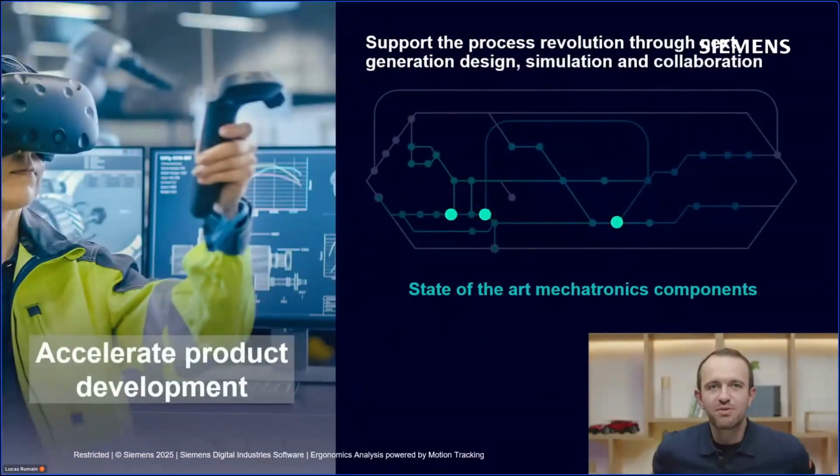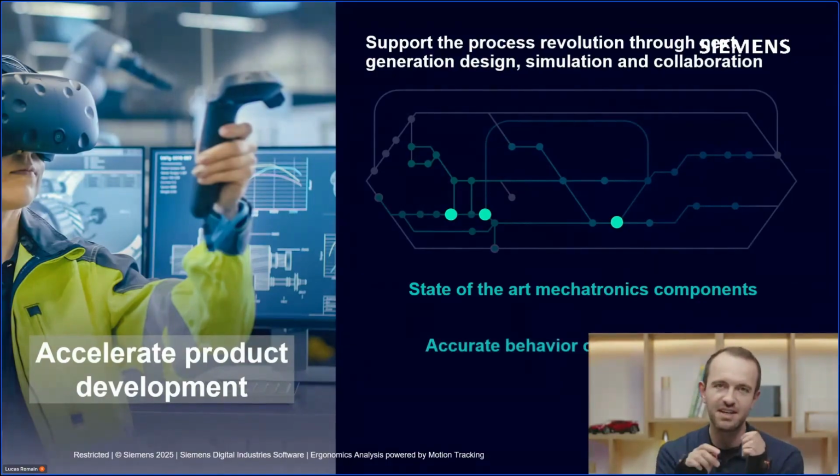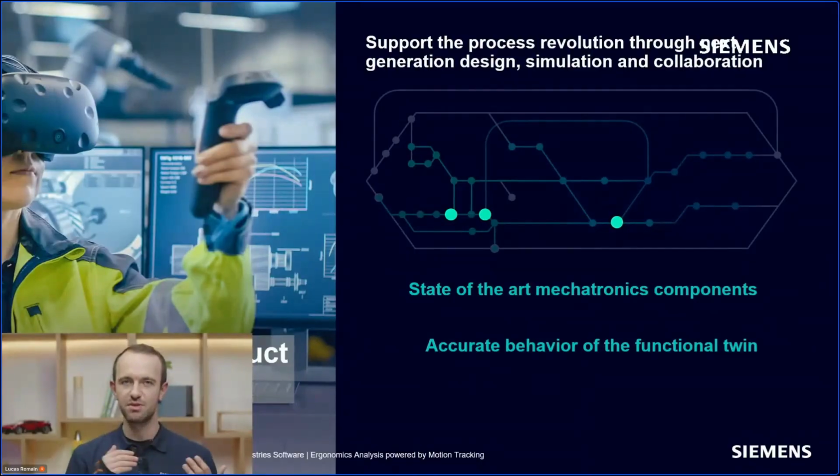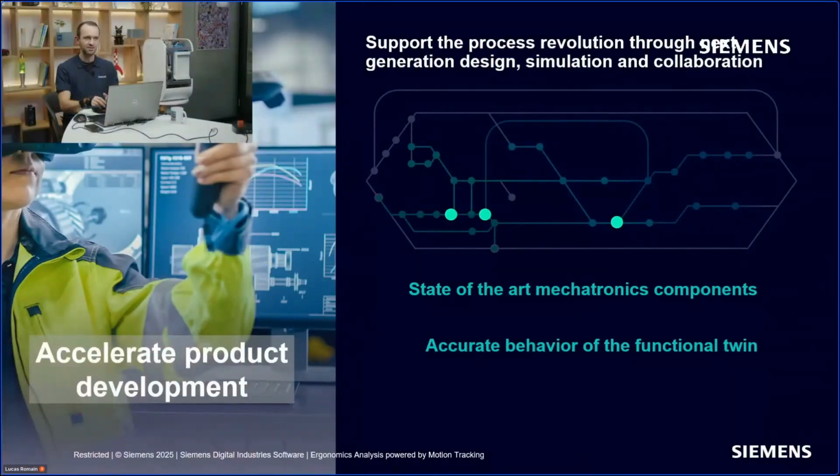Now, I propose that we have a quick overview of this digital thread dedicated to engineering that we call accelerate product development. It is used in order to better create or design the state-of-the-art mechatronics components that will go out of your engineering offices, and then to use our simulation capabilities in order to get an accurate view of the behavior the product should have in different ways or at different moments of its life cycle.